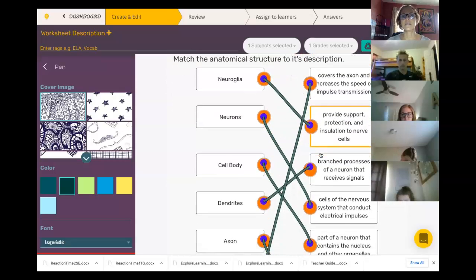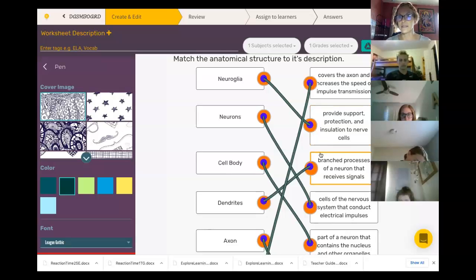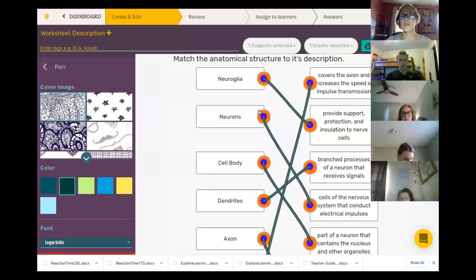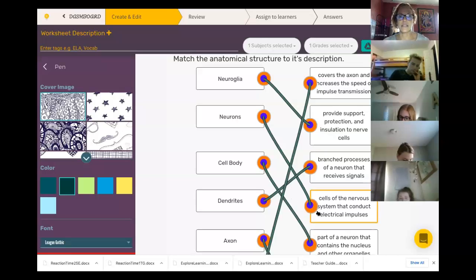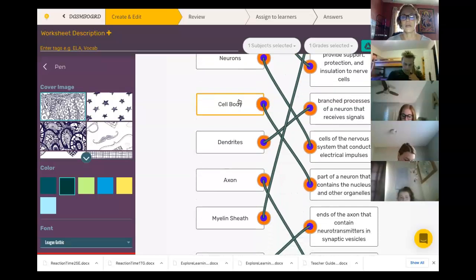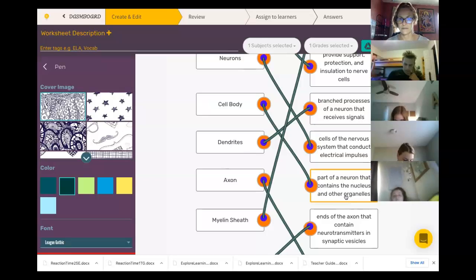Okay, then you have two types of cells, neuroglia and neurons. Neuroglia are the supporting cells. They provide protection, insulation, anchoring, things like that. The neurons are the ones that you probably think of when you think of nerves. They are the ones that are sending signals, so they can conduct electrical impulses. Structure of a neuron, it has a cell body, also called the soma. The soma is where you find the nucleus as well as other organelles.